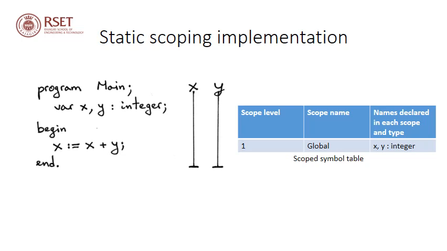So inside the scoped symbol table, we have the scope level. Here we know that the program doesn't have any nested procedures. So the scope level is 1, which implies it is the global scope, and the scope name is global. The names declared in each scope and their types are also recorded in the symbol table. The names are x and y and the type is integer.